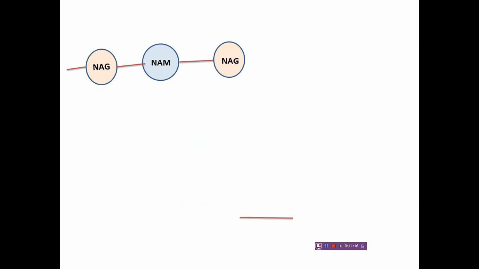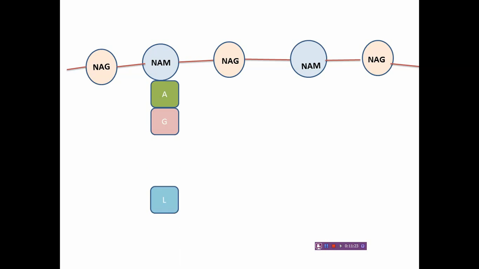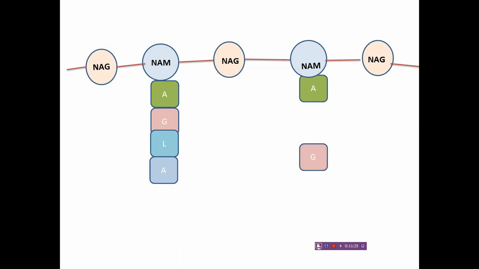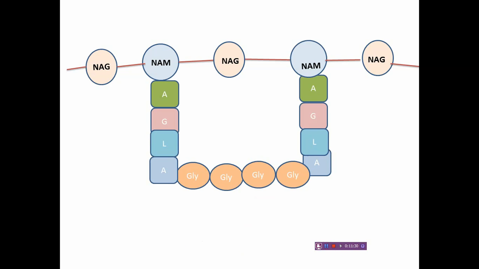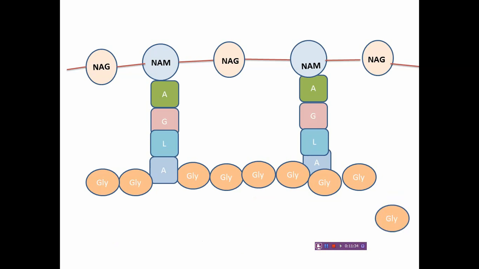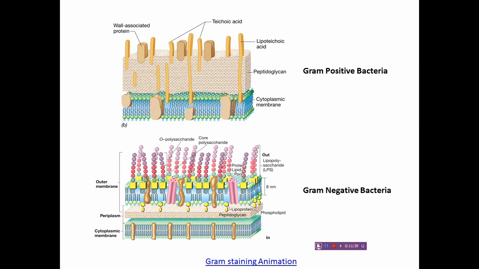Here we can see the cells. The N-acetyl glucosamine moieties are connected to N-acetyl muramic acid. These are the monomeric units found in peptidoglycan. The N-acetyl muramic acid moieties are connected to tetrapeptide side chains, and these tetrapeptide side chains are connected to one another by pentaglycine cross bridges. So this is how the structure looks. This is about the cell wall.